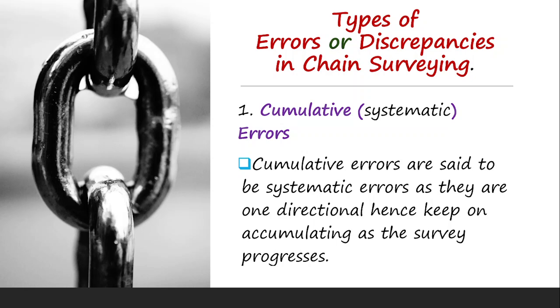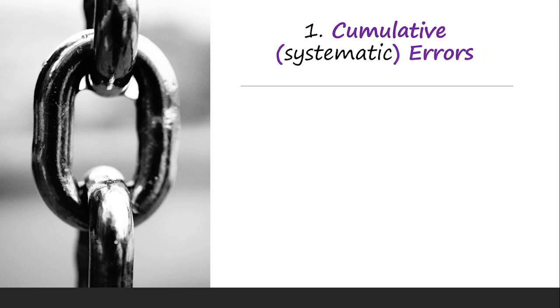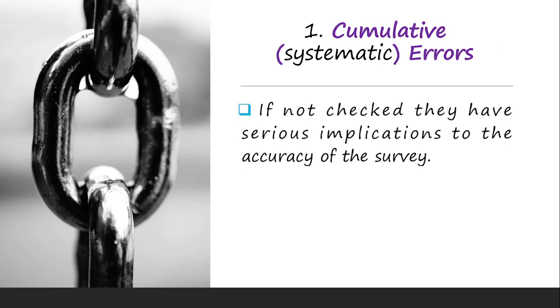Systematic means that they are mistakes that happen due to the system that is set when you are carrying out the survey, and they keep accumulating during the survey process, going on from one step to another. So that's the first one, cumulative errors. If not checked, they have serious implications for the accuracy of the survey or the accuracy of the recording of the data for the given survey.